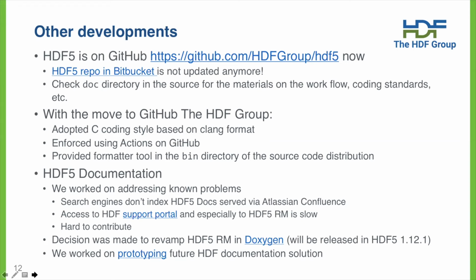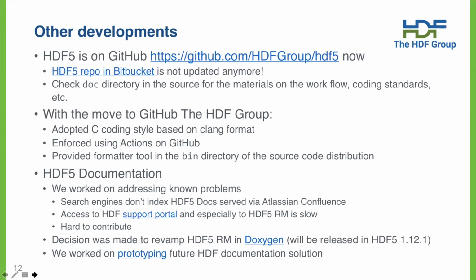After looking for different solutions, especially we were focusing on the most usable document, the HDF5 reference manual. With the help of the community, we made a decision to go to Doxygen. There is already documentation in the doc directory, posted on the website, and it will be released in 1.12.1. And then it will be moved to the other 1.10 branch.